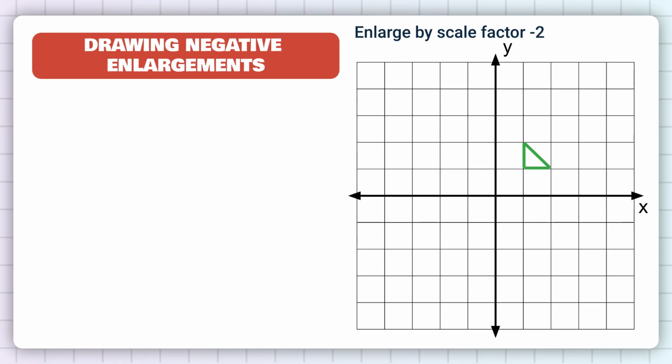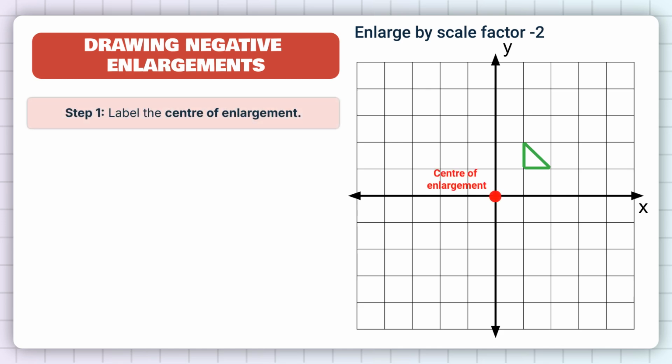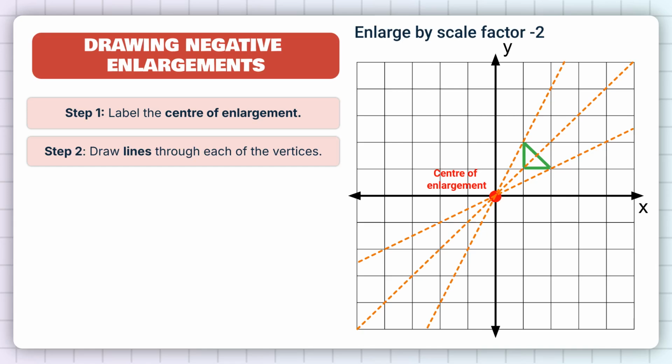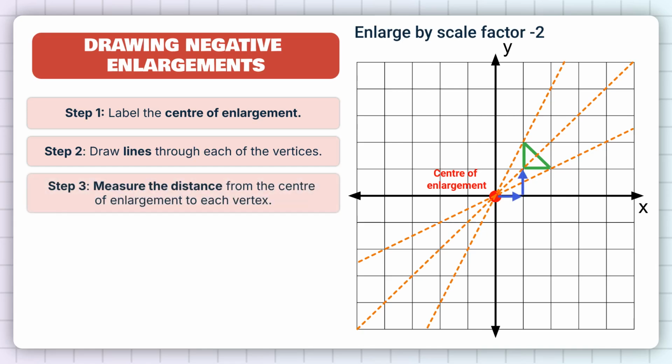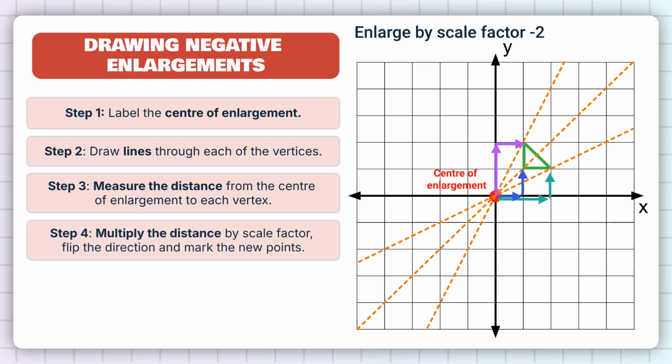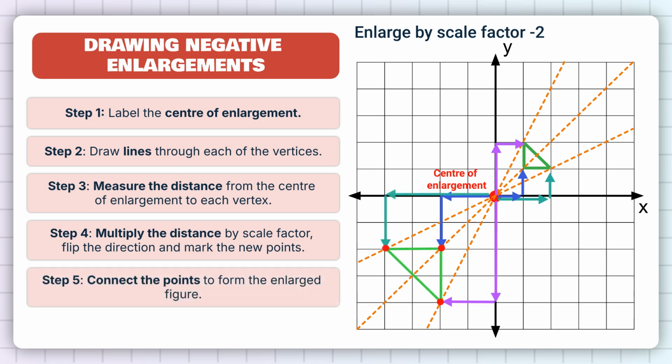Drawing negative enlargements is a very similar process to drawing positive enlargements. You start by labeling the center of enlargement and drawing a line through it to each of the vertices of the shape being transformed. Next, measure the distance from the center of enlargement to each vertex horizontally and vertically. Multiply this distance by the absolute value of the scale factor, flip the direction, and mark the new points. Finally, connect the enlarged points to form the enlarged and flipped figure.